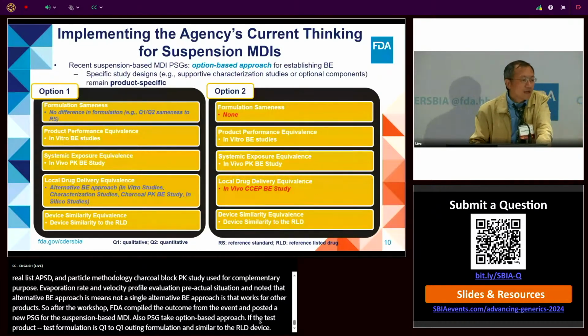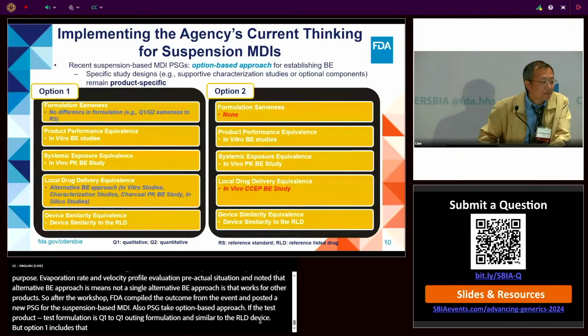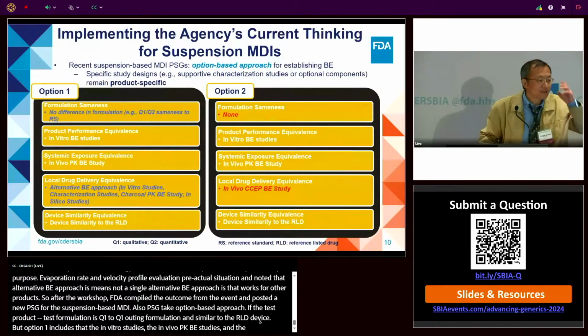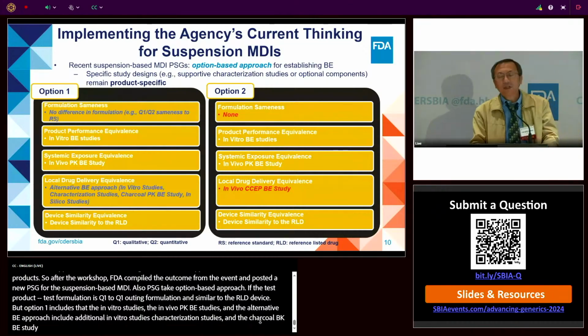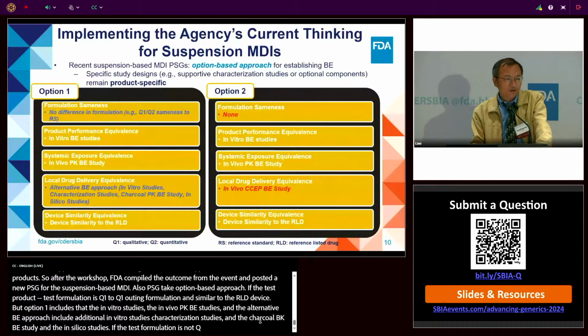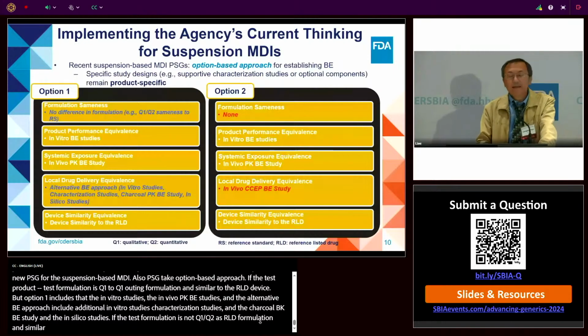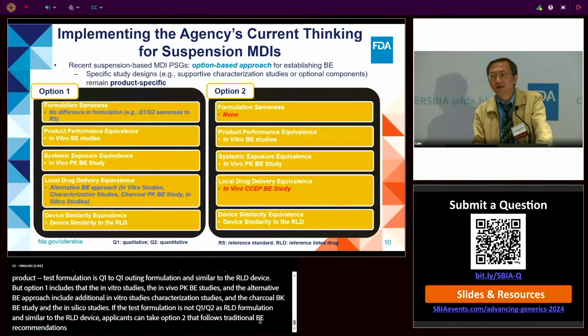Option 1 includes the conventional in vitro BE studies, the in vivo PK BE studies, and the alternative BE approach: additional in vitro BE studies, characterization studies, the charcoal block PK BE studies, and the in silico studies. If the test formulation is not Q1, Q2 the same as the RLD formulation, and the test device is similar to the RLD device, applicants can take option 2, which follows traditional BE recommendations that include a clinical study.